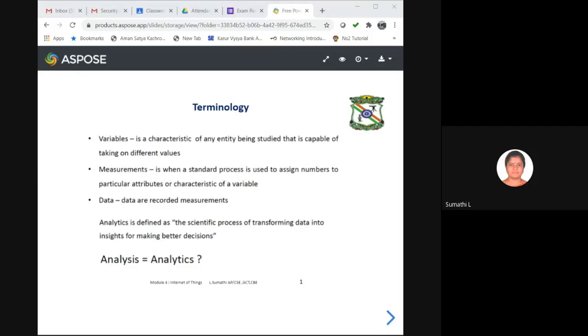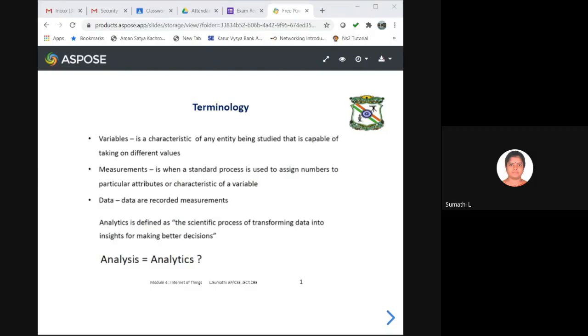An introduction on data analytics. Before we get into what we mean by data analytics, we will see some terminologies related to that. So what do you mean by a variable?